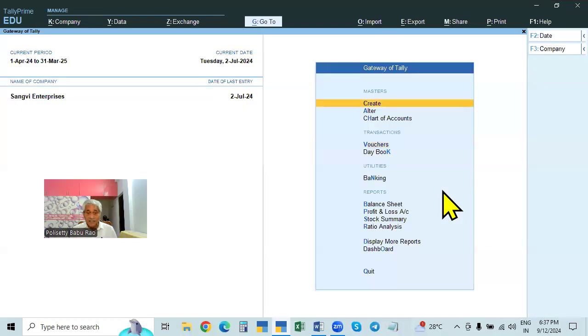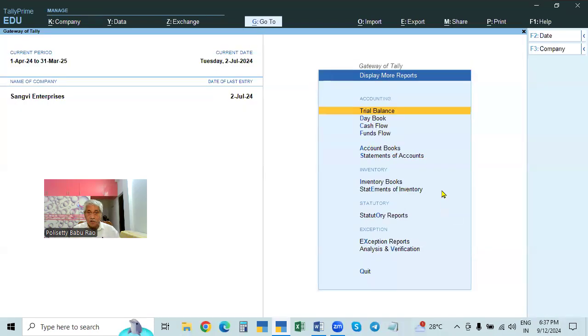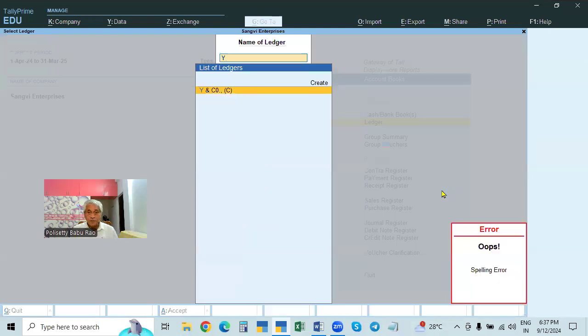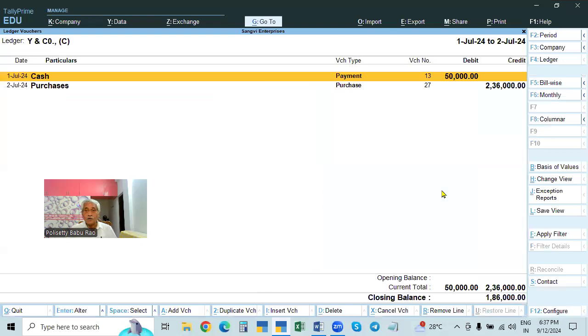If we go to the party, display more reports, account books, ledger, and go to Y and Co. We paid him, he received. So we made payment, he is the receiver. His account is debited with cash, 50,000 rupees. And when we purchase goods, the purchases are credited to his account, 2,36,000.